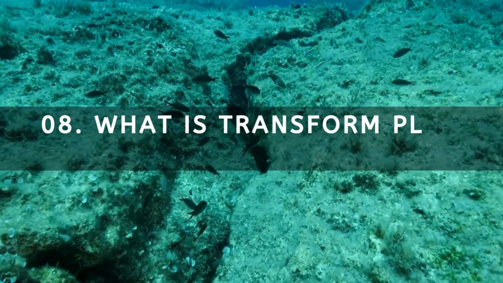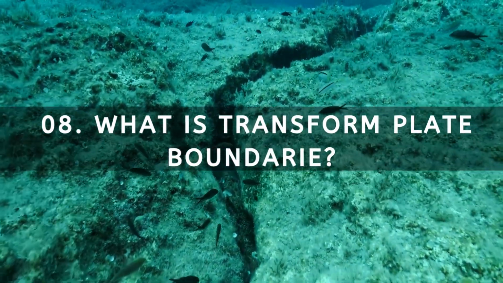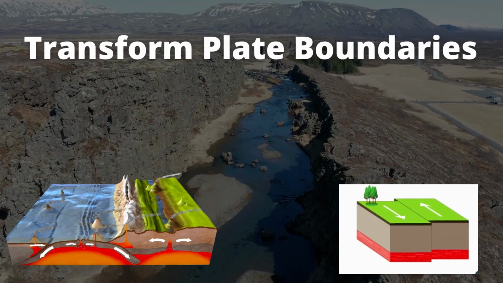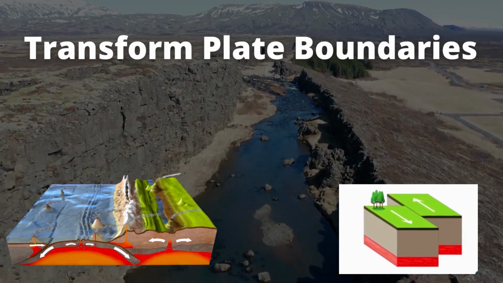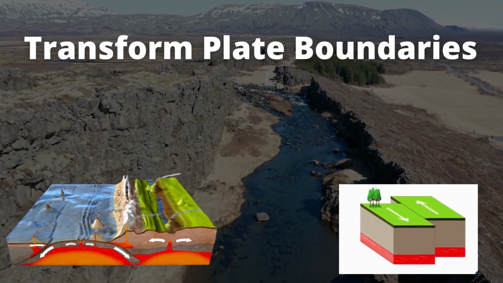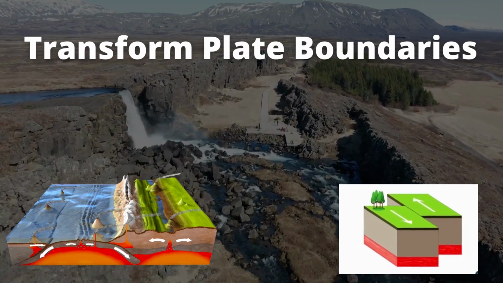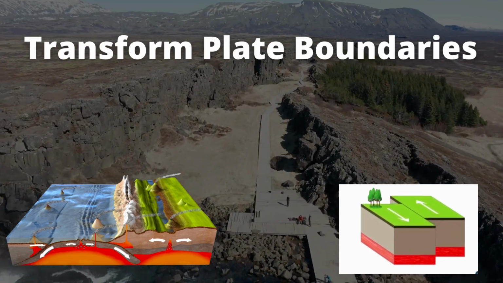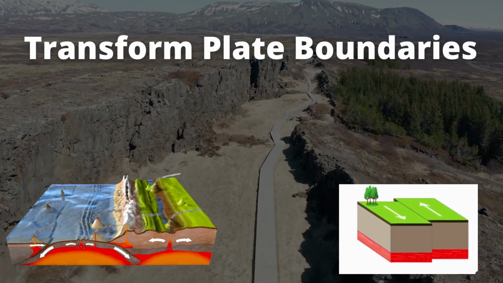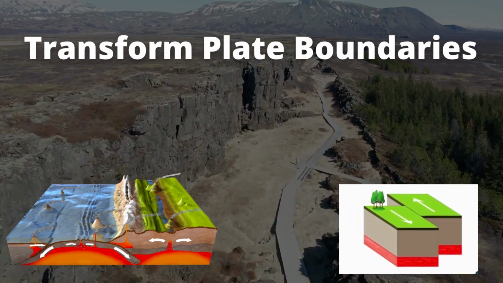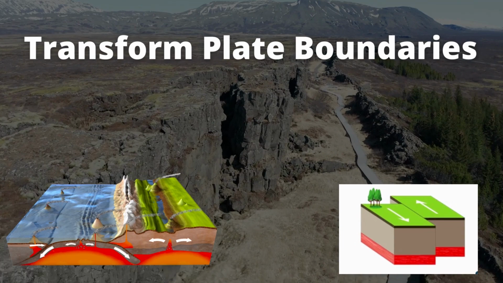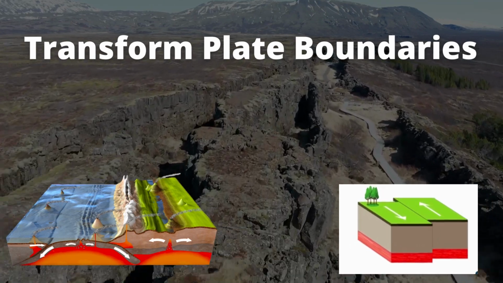What is a transform plate boundary? Transform margins mark slip-sliding plates, such as California's San Andreas Fault. The San Andreas Fault marks where the North America and Pacific plates grind past each other in a horizontal motion. The plates do not slide smoothly but build tension and release it in the form of an earthquake.